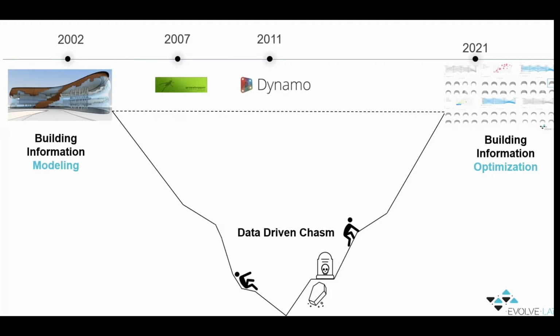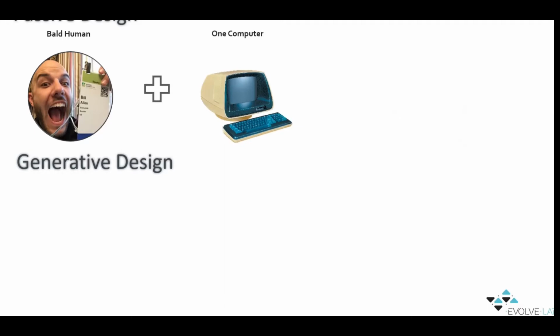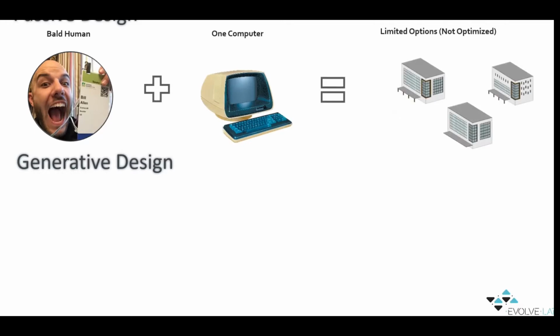So let's talk about the difference between passive design and generative design. So passive design, you have a human, or in this case, a bald human, and then one computer and limited options, usually not optimized. And this is the way all of us work today. Most of us work in this kind of environment where we have one person working on one computer and just modeling inside of our program.